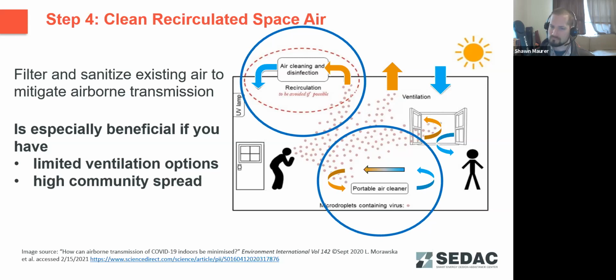This is a good way to increase what's called the clean air delivery rate into a room. And again, if you've got high community spread, you've got that higher risk of potential transmission among students coming into the building, then you may want to also consider these as well.